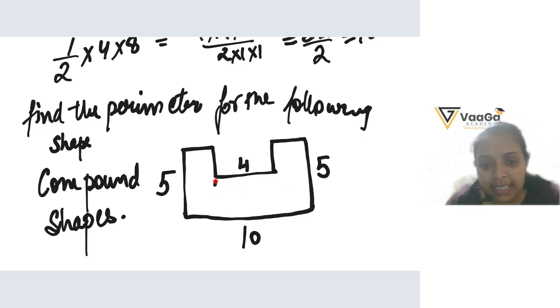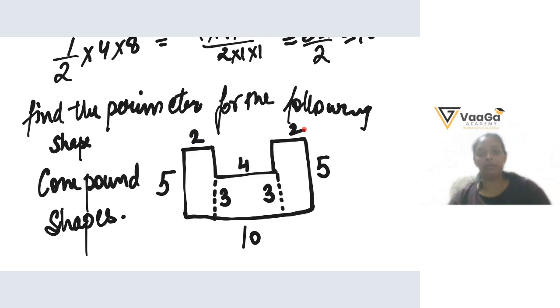Now you are given this side is 3 and this is also 3. And this is 2, this is 2. Let's calculate the perimeter.